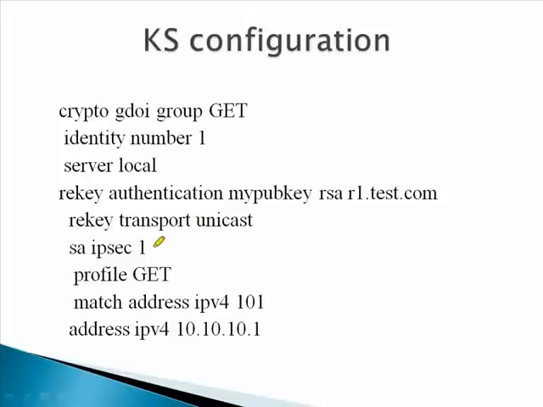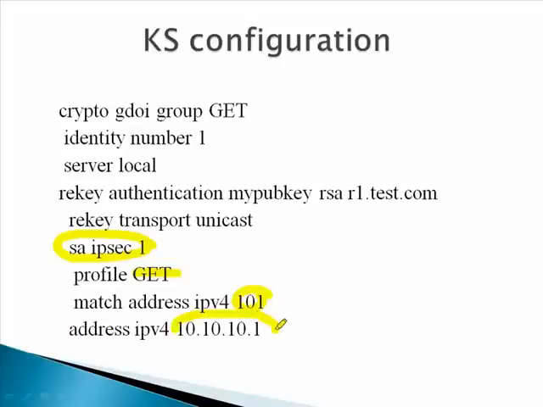Okay, then we will say SA IPsec1. This is going into the sub-configuration mode where we'll set up our policy. So we'll be using the IPsec profile called GET. That's what we created earlier. And we're going to match IP or match address IPv4 101. Doesn't take Sherlock Holmes to figure out that that's an extended ACL. Notice that we didn't show creating an ACL. You don't have to. You can create that ACL later. Again, just make sure it has the matching ACL number.